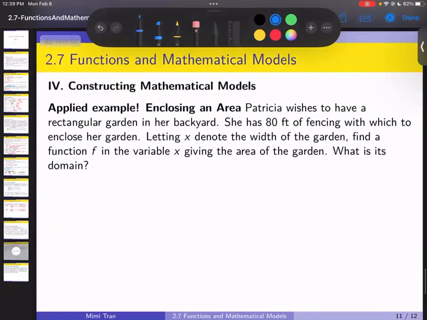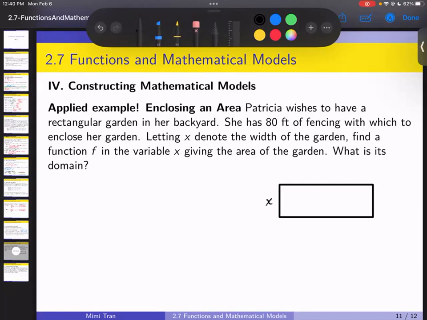Let's take a look at this example. Patricia wishes to have a rectangular garden in her backyard. I see a picture, I'm going to draw one. I'm going to denote W for width and L for length. You can do X, Y if you like. She has 80 feet of fencing with which to enclose her garden. Oh, sorry, they already tell you what to denote. My bad. So just do what they tell you to do.